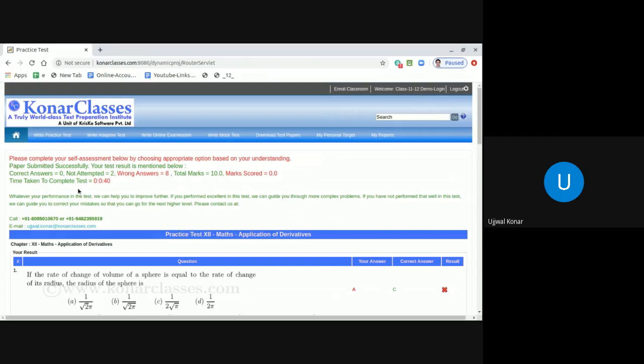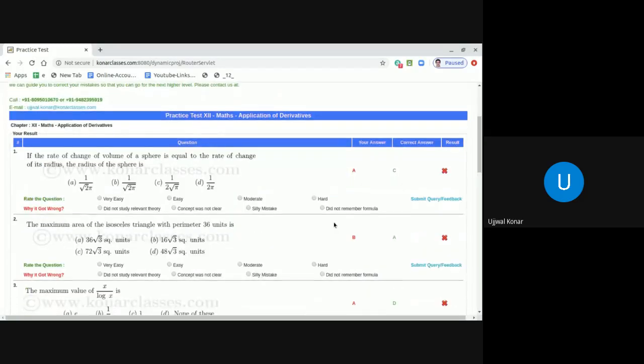Then it shows correct answer 0, non-attempted 2, wrong answer 8, total marks 10, marks scored 0. So that means none of the answers are correct. Then you can perform your self-assessment, dear students. For example, first question, correct option is C, but I chose A. Then two questions are being asked. Read the question, I say it is a hard question. And why did it go wrong?